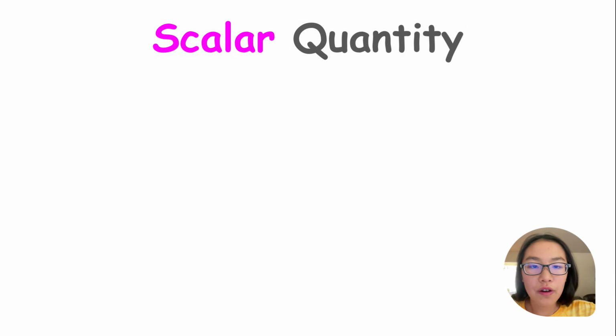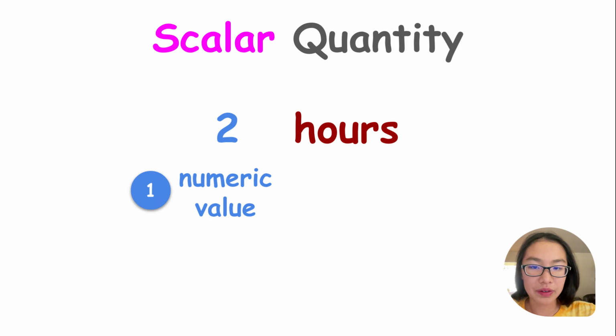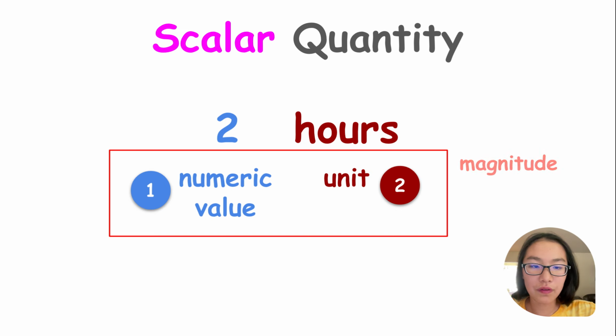We categorize all physical quantities into two main types. The first one is called a scalar quantity. Let's say I took a 2-hour nap today. The 2 hours is a scalar quantity because it can be measured by a stopwatch. A scalar quantity has two components. 1. The numeric value, and 2. The unit. The numeric value and the unit combined are referred to as the magnitude.